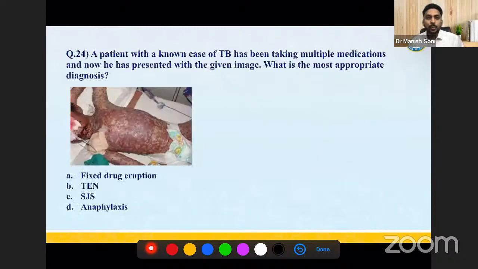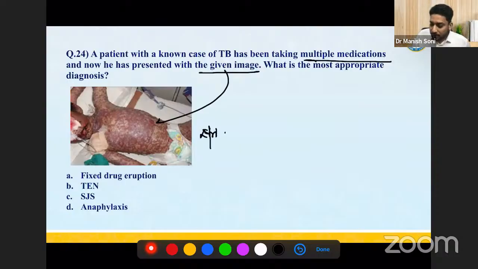Then a patient with a known case of tuberculosis is taking multiple medications. Now he presented as shown in the image below. In the image, you can see a lot of skin is involved and there is epidermal separation taking place. There is hemorrhagic skin present. And you can see that almost the whole skin appears involved. So more than 30% of the skin.